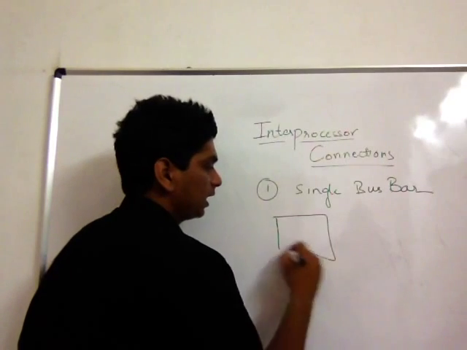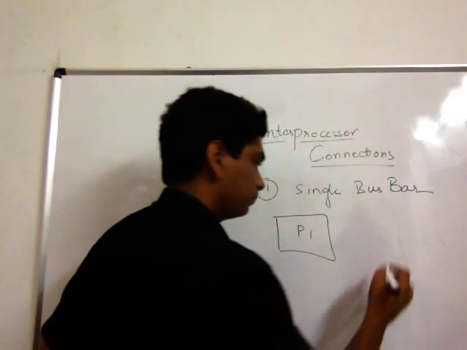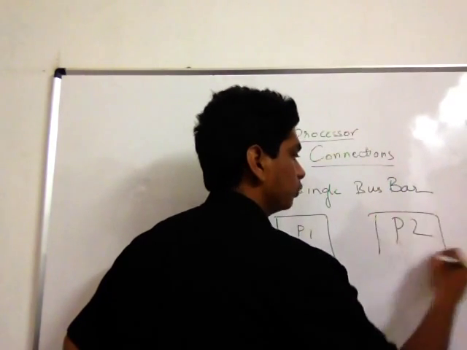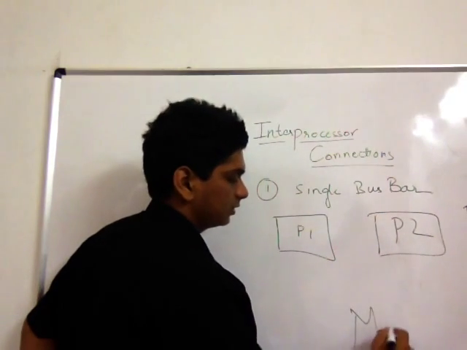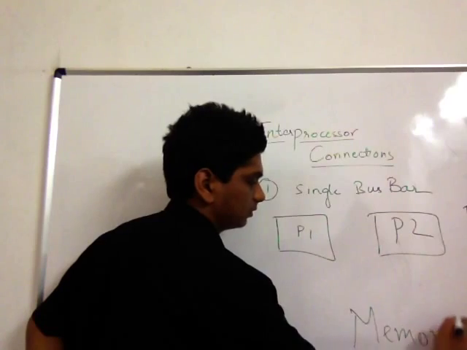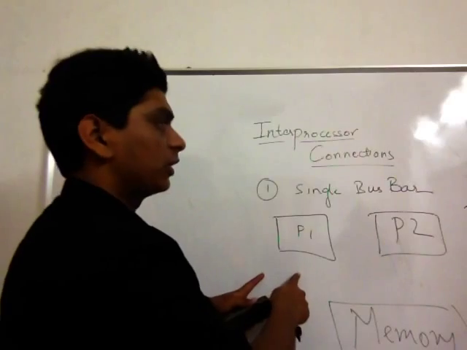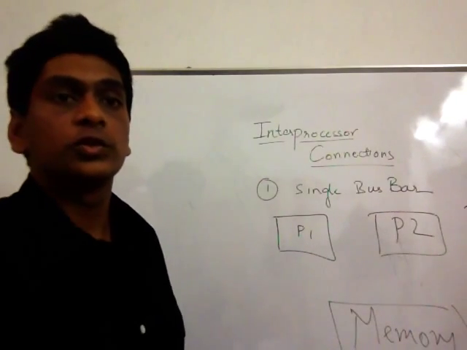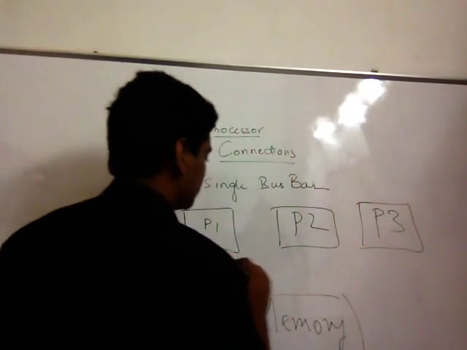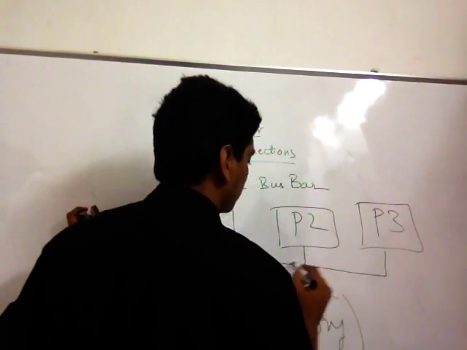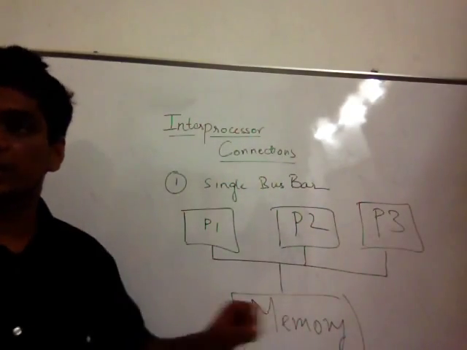So I have my processor 1, I'll call it P1, and I have my processor 2, my processor 3, and here is my memory. So I need to connect all the three processors to the memory. So what do I have to do? I'm using a single bus. The single bus connects all the three processors to the common shared memory.